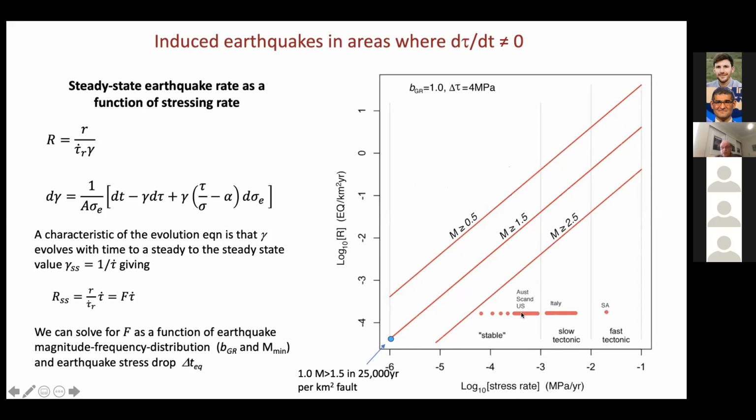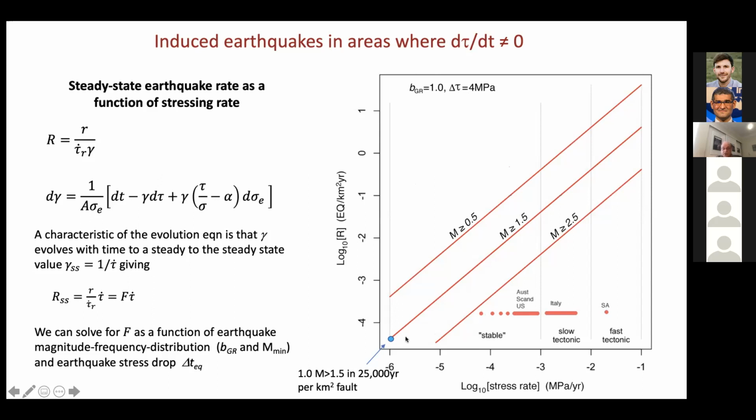And again, down here are more stable areas. I put stable in quotes because I'm skeptical that any area is truly stable. Australia, Scandinavia, and parts of the US fall in this range. Now, once you get down to these really slow rates, they're very hard to measure, or impossible, with current technology, geodetically.